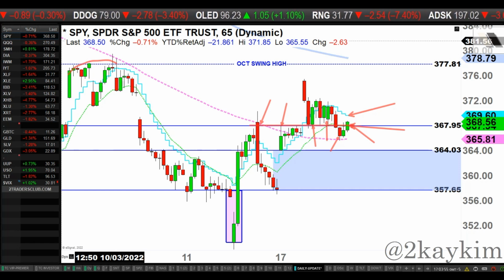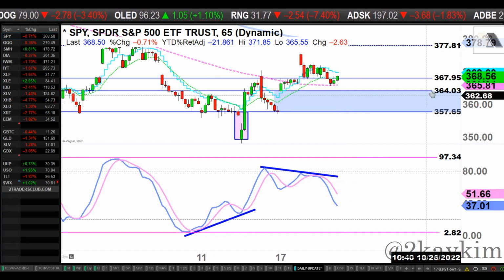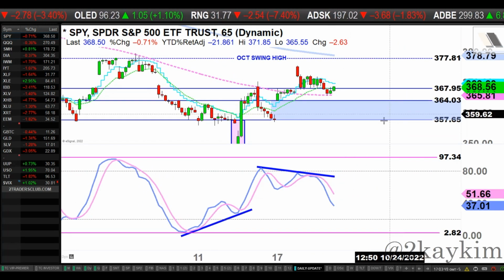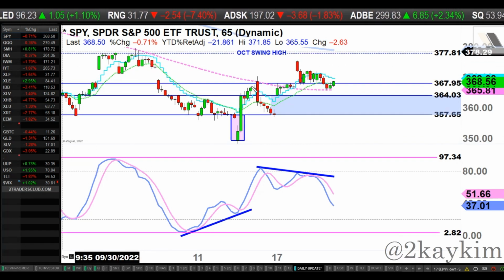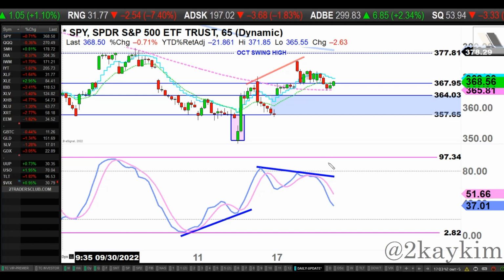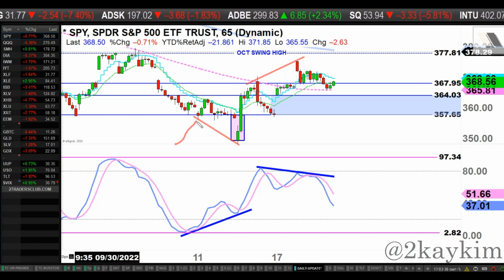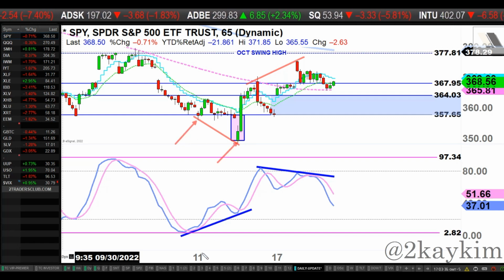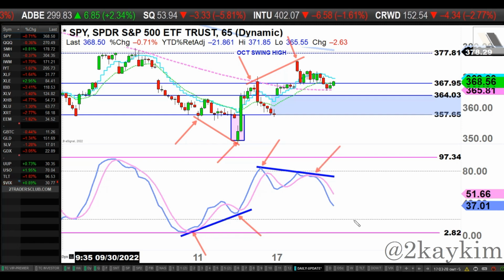Check out that oscillator. So this is not going to be happy news for the bulls. As you can see, we do have a bearish divergence formation here. You can see this is a bullish divergence, which we talked about, right? Lower low on the price action, higher low on that oscillator. Higher high on the price action, lower high on that oscillator.